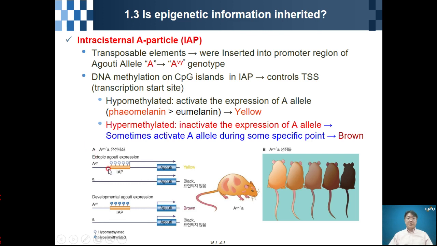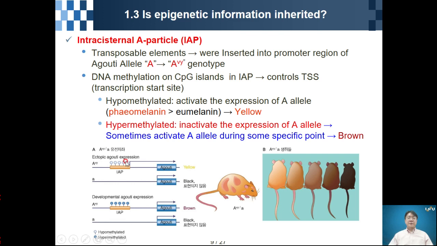If this IAP region is hypomethylated, there is no methylation. Usually in these cases, it can activate the TSS. So the agouti large A allele is highly activated and expressed. In these cases, pheomelanin is highly produced, and the coat color will be yellow, like this.